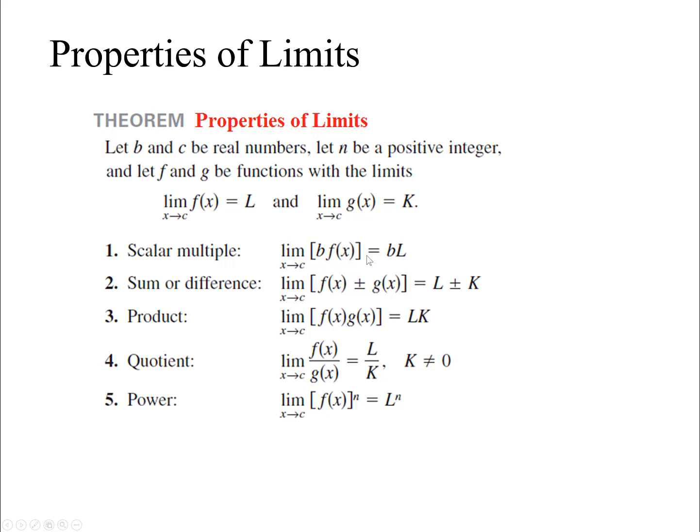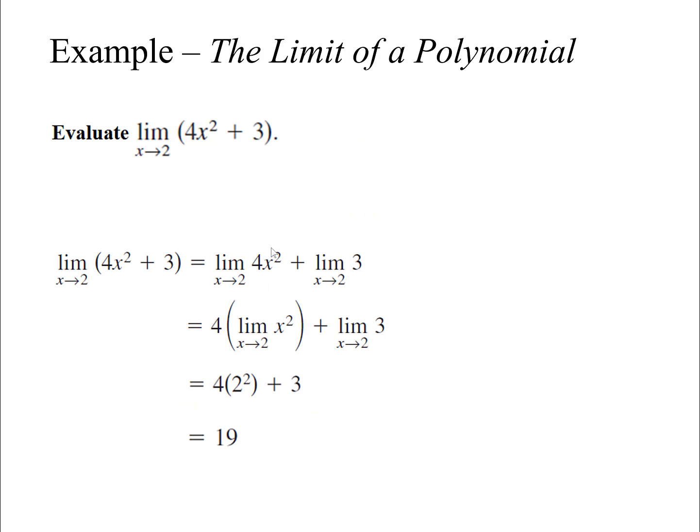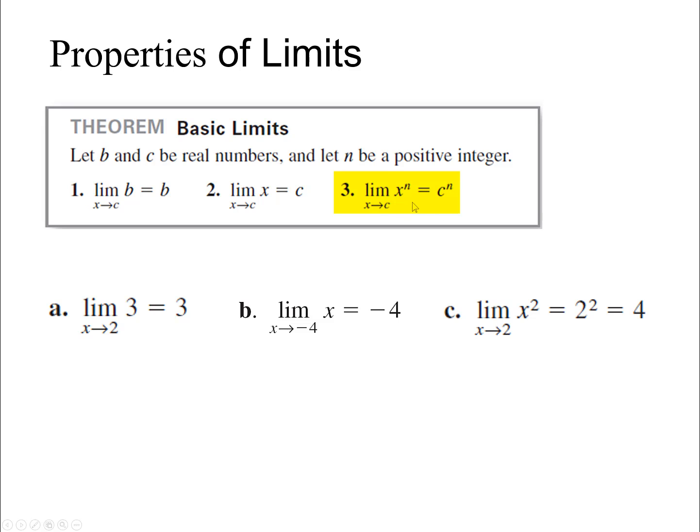We could rewrite this as, what is L? L is the limit as x approaches c of f of x. So this is really b times the limit as x approaches c of f of x, and if we think about it, it looks like the b can be pulled outside of the limit, and in fact that's the way we envision handling scalar multiples. And now the question becomes, how do we handle this here? This can be evaluated using this one, number 3, where n is 2. Just as we did here.